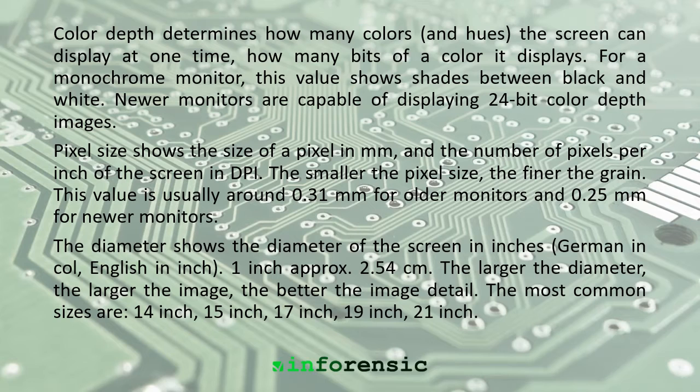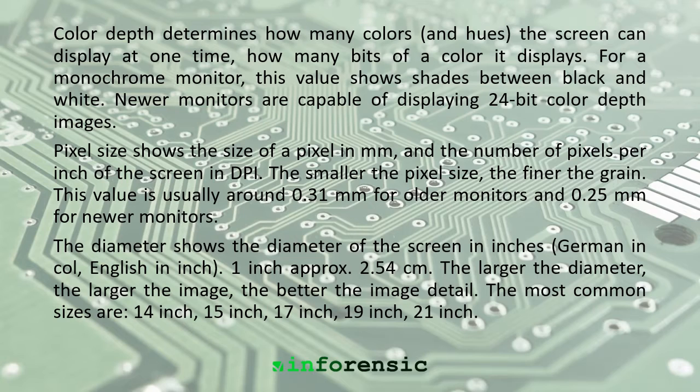Pixel size shows the size of a pixel in millimeters and the number of pixels per inch of the screen in dpi. The smaller the pixel size, the finer the grain. This value is usually around 0.31 mm for older monitors and 0.25 mm for newer monitors.